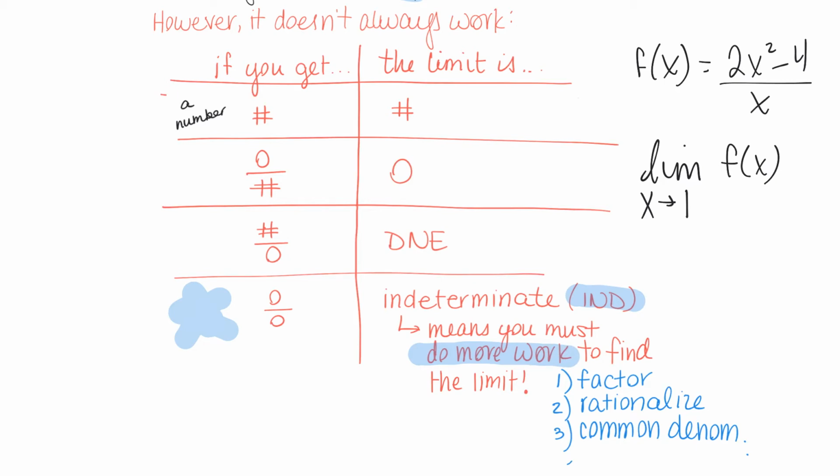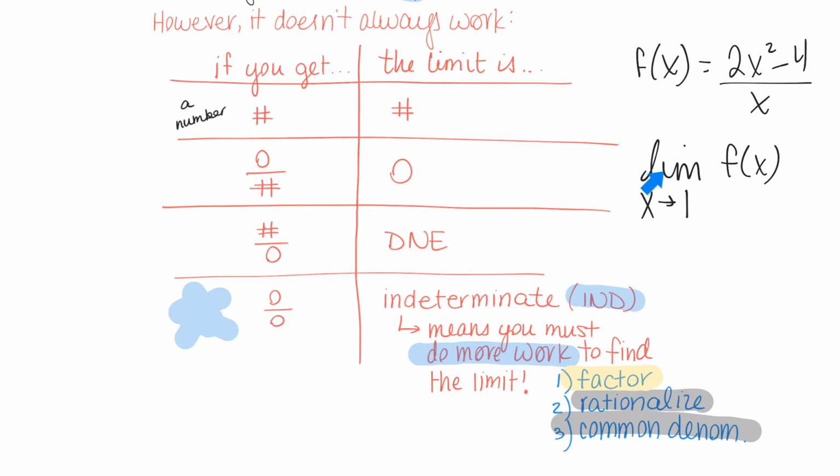There are 3 ways we can do more work. You can either factor, you can rationalize, or you can find a common denominator. Today, we're going to look at factoring. So let's come back to our example for a second.